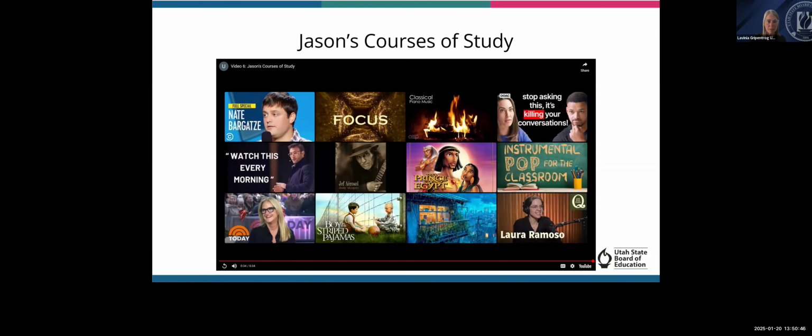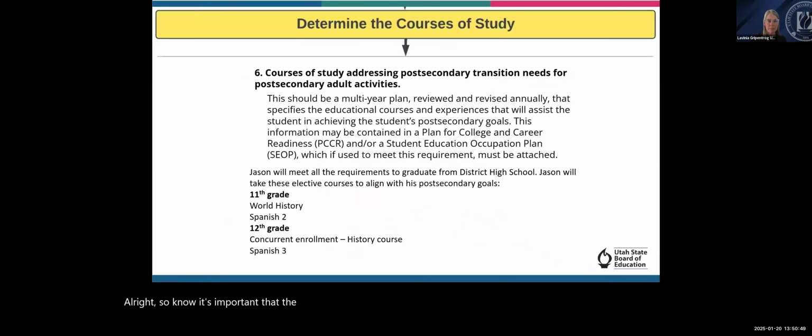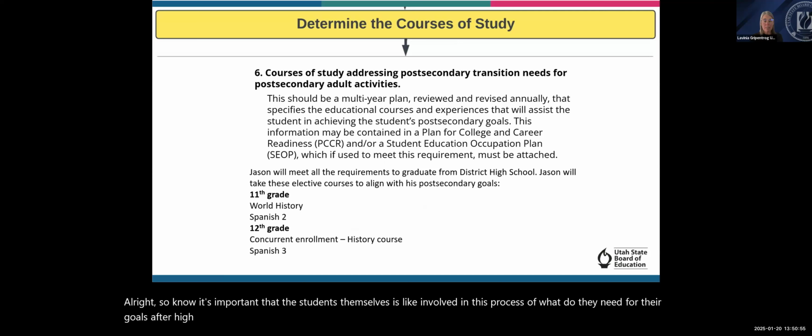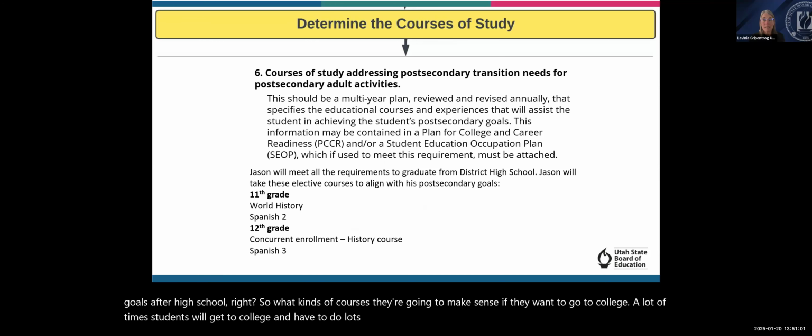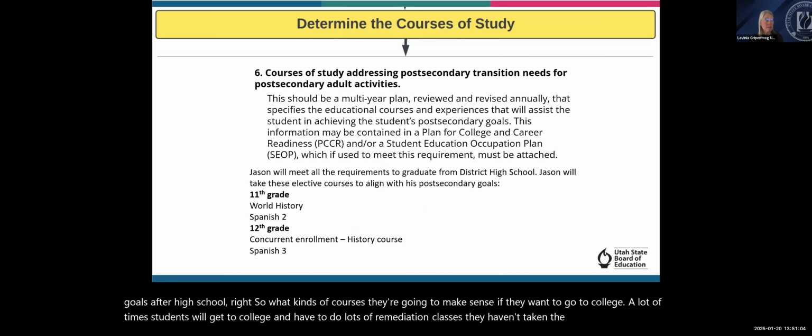All right, so it's important that the student themselves is involved in this process of what they need for their goals after high school, right? So what kinds of courses are going to make sense if they want to go to college? A lot of times students will get to college and have to do lots of remediation classes because they haven't taken the right ones in high school. So this is a super important area.